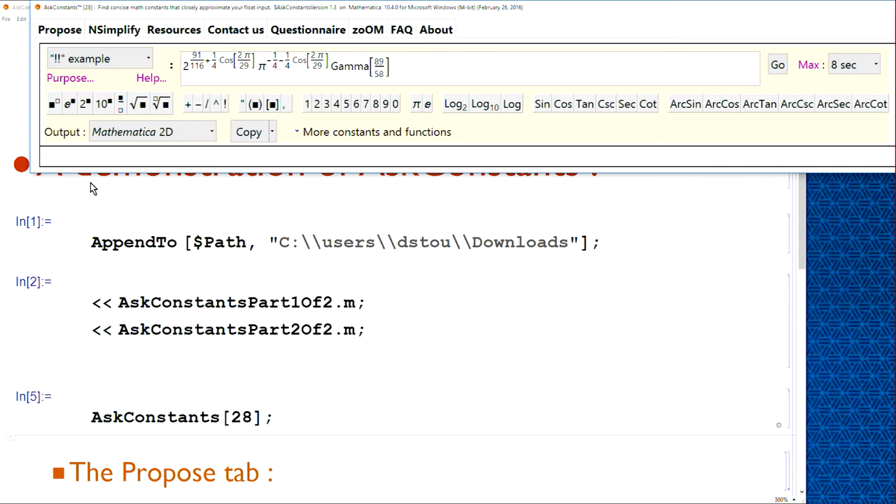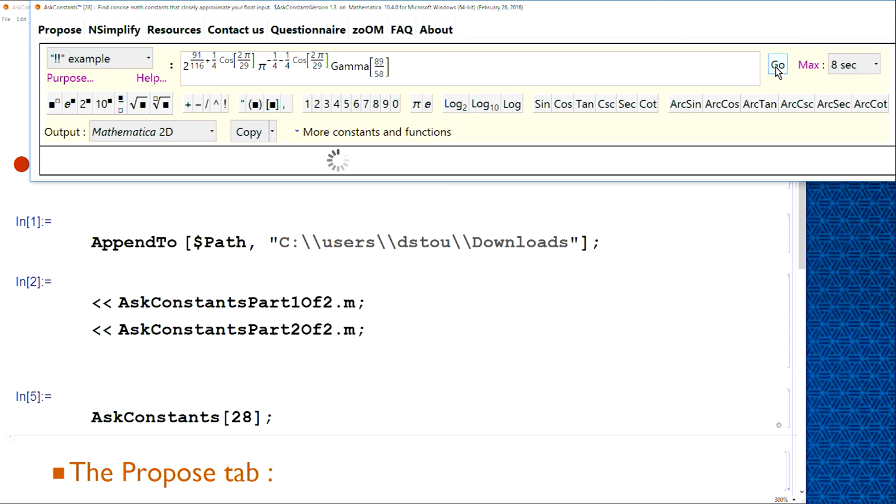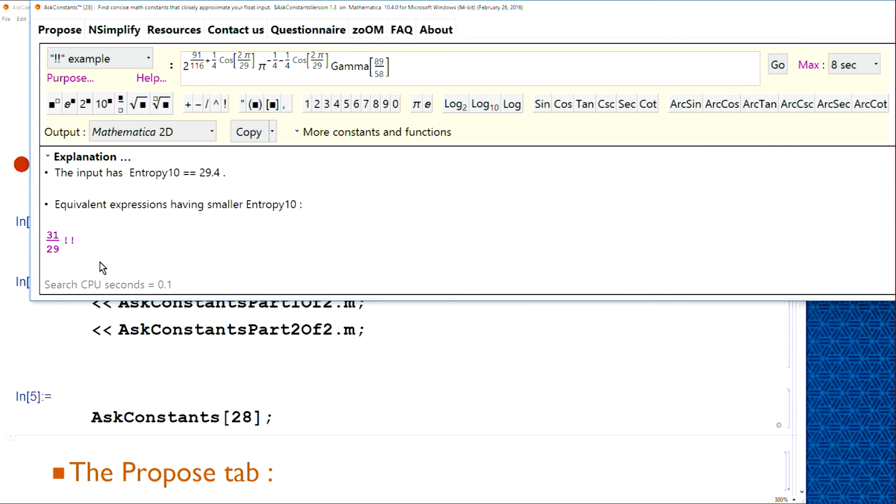But here, let's do this. Beautiful, 31 over 29 double factorial, big simplification. The input had entropy about 30, and this one has about 5, so it's a big reduction, okay?